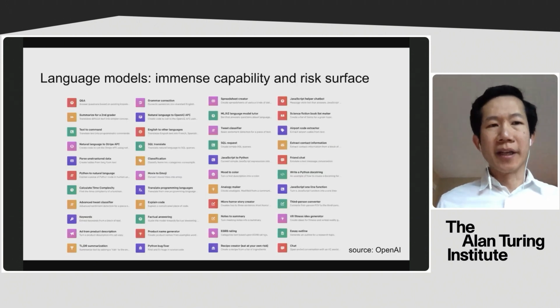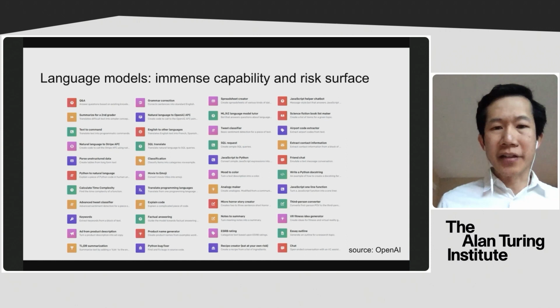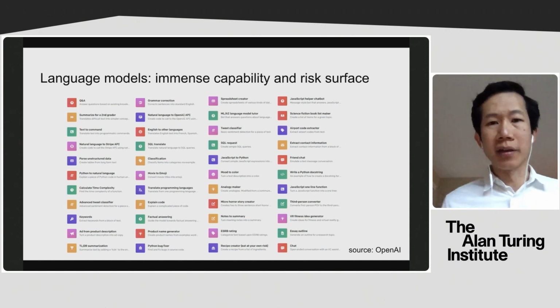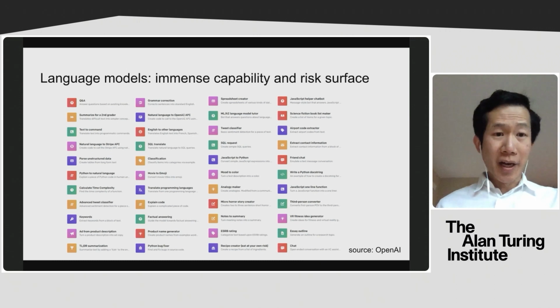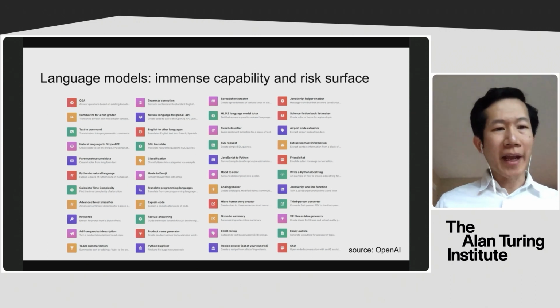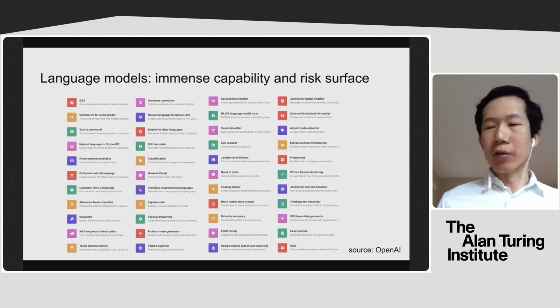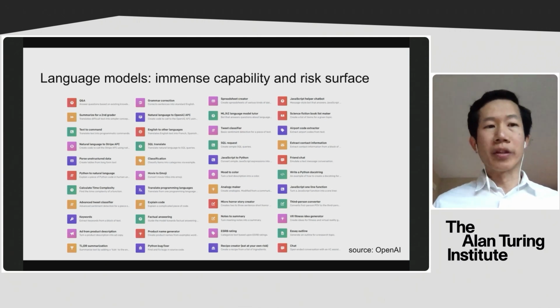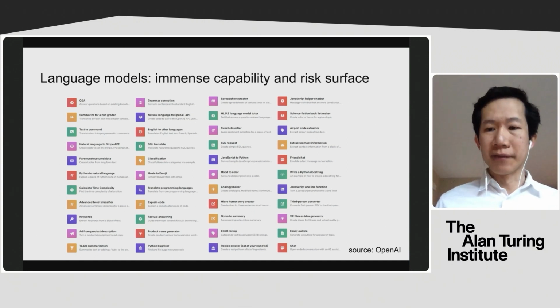Despite its simplicity, the thing that's important to remember about language models is that it has immense capability and risk surface. This is a screenshot of OpenAI's website where they advertise all the different things that one can do with the language model. You can see that this goes far beyond traditional NLP tasks like named entity recognition or question answering. You have really kind of long tail events like movie to emoji or summarize for a second grader. These are things that the academic community or no one was explicitly working on, but just is another capability of the many, many capabilities of language models.